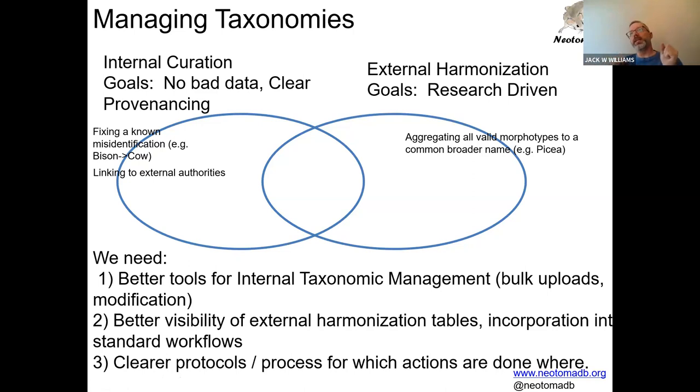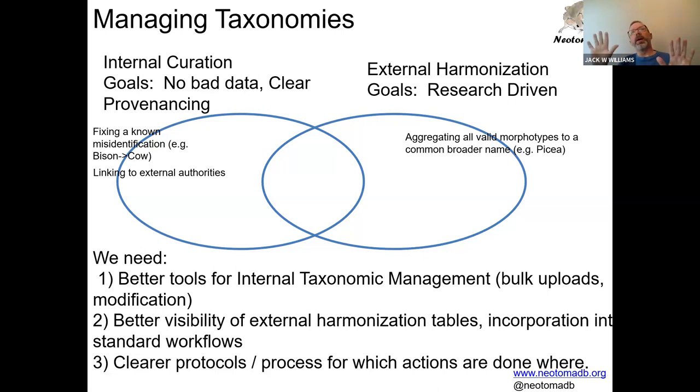We do it inside the database when we want to address a clear use case, like the original scientists completely misidentified this bone. They thought it was a bison, but now we know for sure it's a cow bone. We don't want to preserve a known misidentification. That's not something we're generally interested in. Sometimes it's more ambiguous. It's a synonymy, so we want to retain the original name, but also the new approved name. We want to do things like linking to the external authorities. So whenever we have a name, we have some authority linked to it. That's stuff we want to do inside of the Neotoma database, relational data structure, and state it in there.